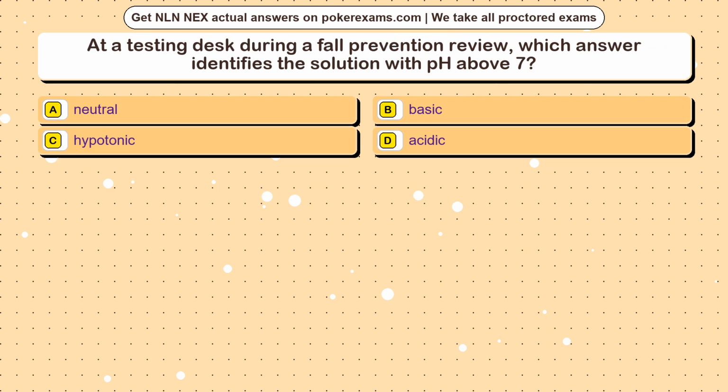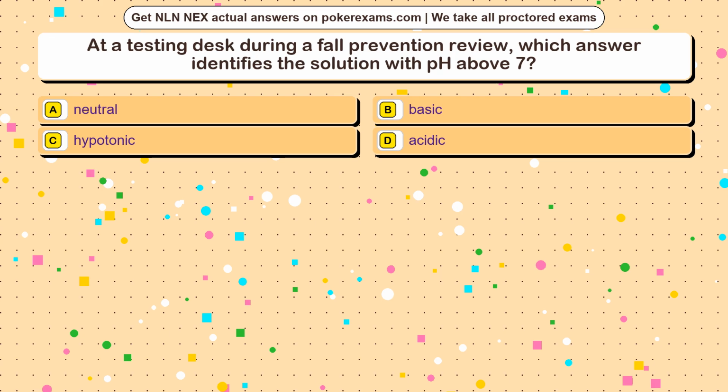Question 23. At a testing desk during a fall prevention review, which answer identifies the solution with pH above 7? Option A, neutral. Option B, basic. Option C, hypotonic. Option D, acidic.